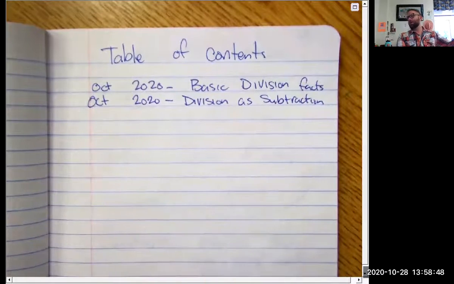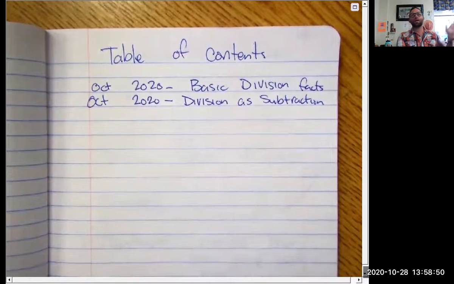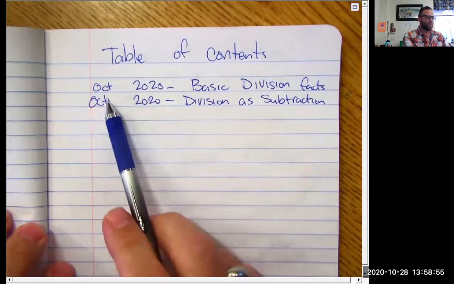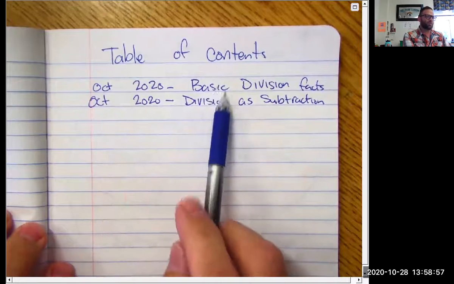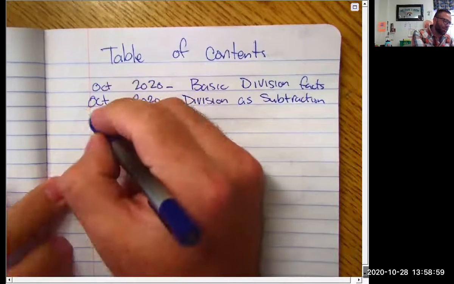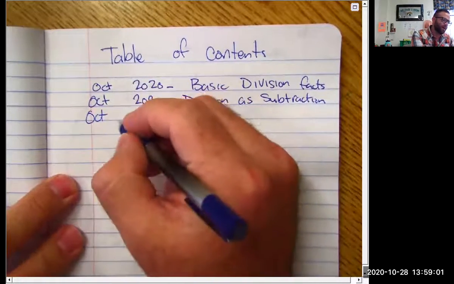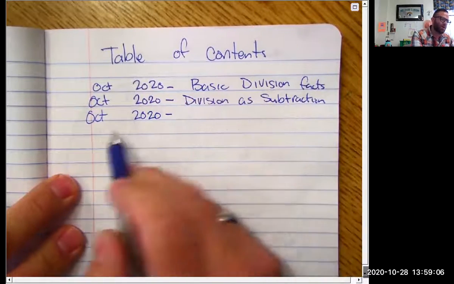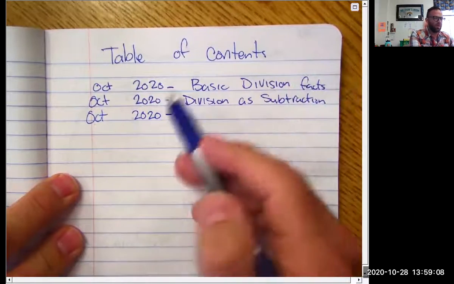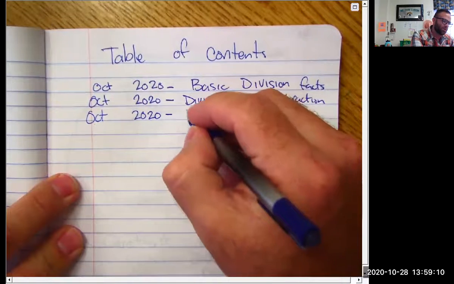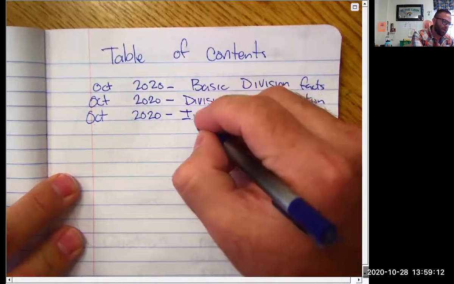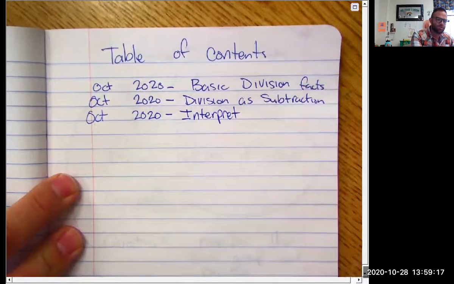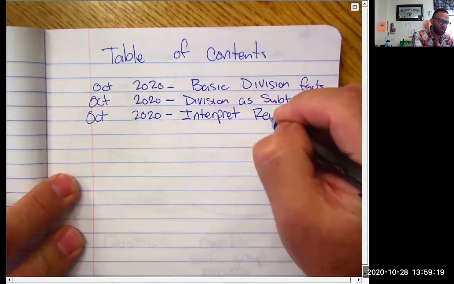As you can see in our table of contents, we've only had two journal entries thus far for this division section. We talked about basic division facts, division as subtraction, and I think that today would be a perfect time to talk about understanding what a remainder is, okay? So I'm gonna put October something, whatever the date is today, of 2020, and we're going to put down interpret remainders. I-N-T-E-R-P-R-E-T. Remainders.